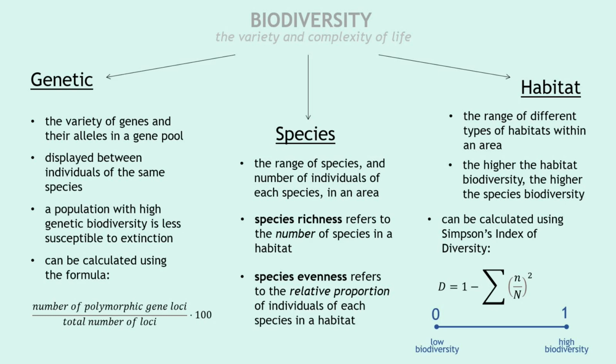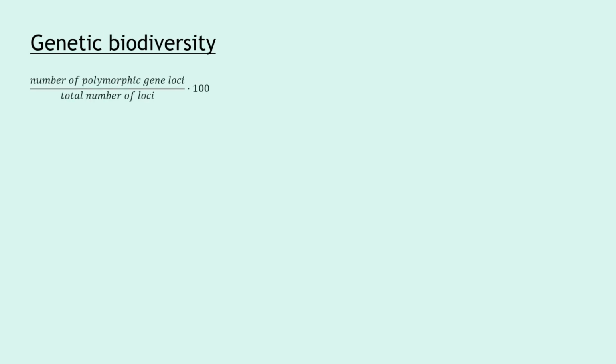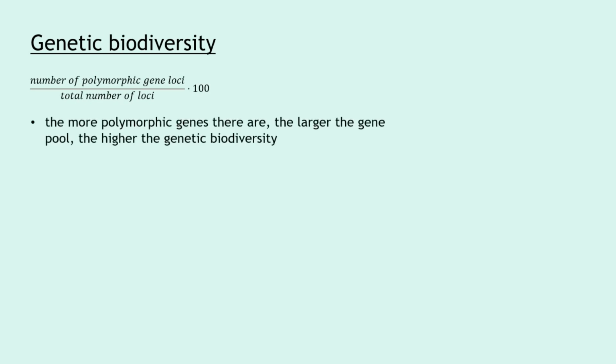So now let's have a look at genetic biodiversity in a bit more detail. There are quite a few new concepts and key terms here, but you will look at many of these ideas in later topics in the course. So this is just an introduction for now. I remind you, this is the formula for calculating genetic biodiversity. The more polymorphic genes there are, the more alleles there are, and so the larger the gene pool of the population, which means that the population is more genetically biodiverse.